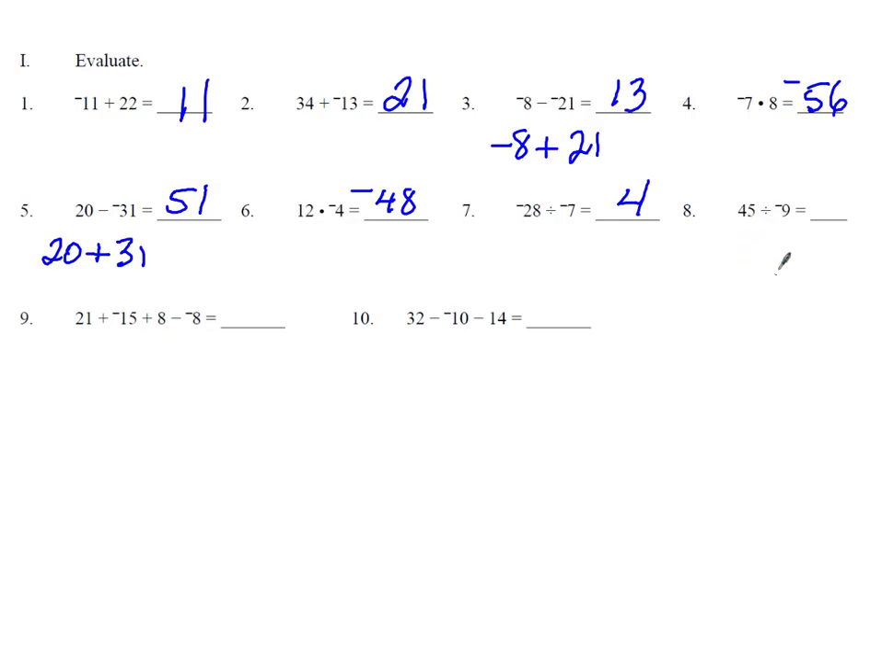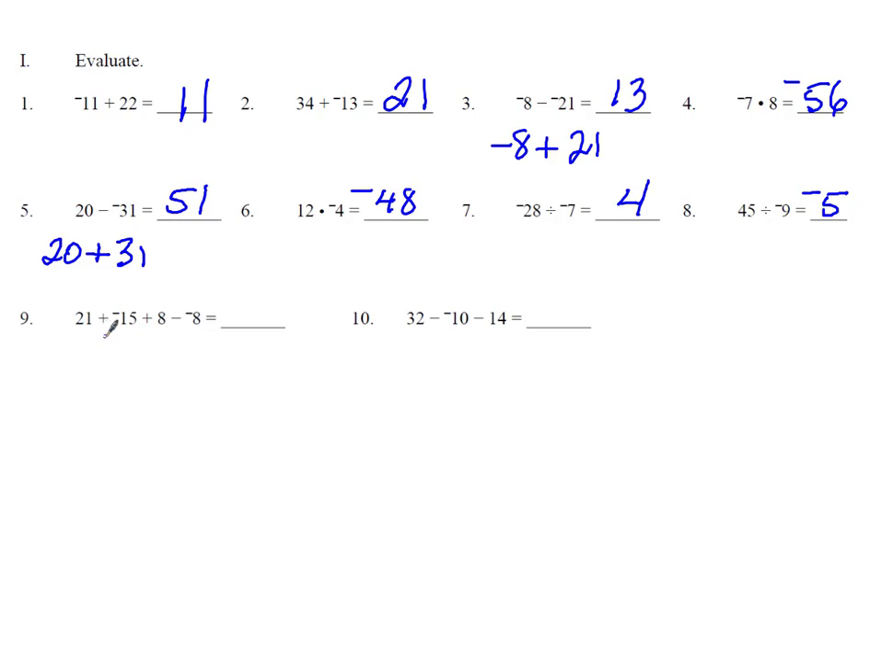Number 8, 45 divided by 9 is 5. We have one negative, so my answer is negative 5. Now on number 9 and 10, what we're doing is we're having to do a string of things. So in this number 9, we're doing several additions in a row. What I like to do is focus on any subtraction that I see.